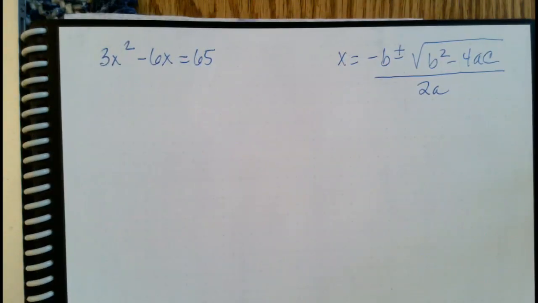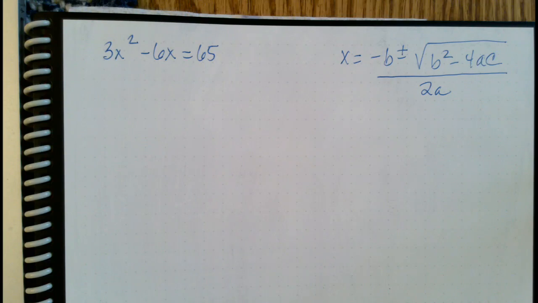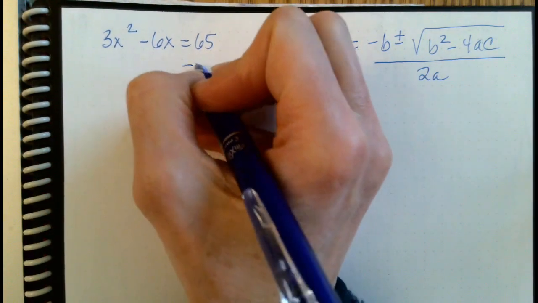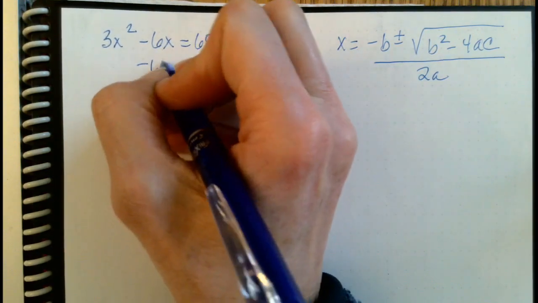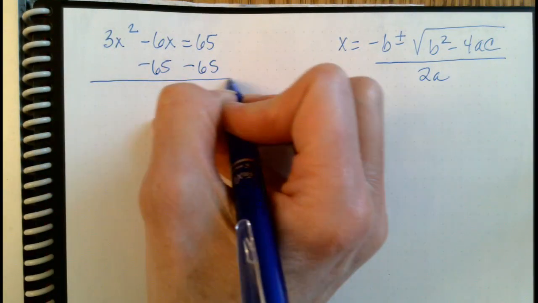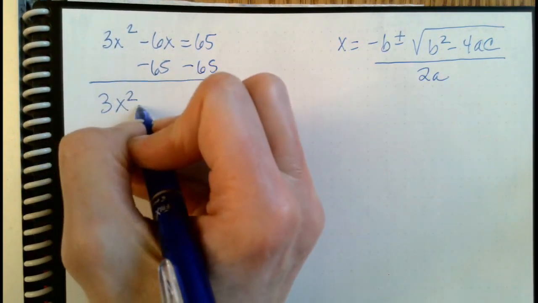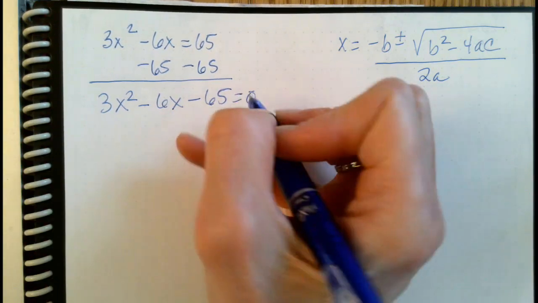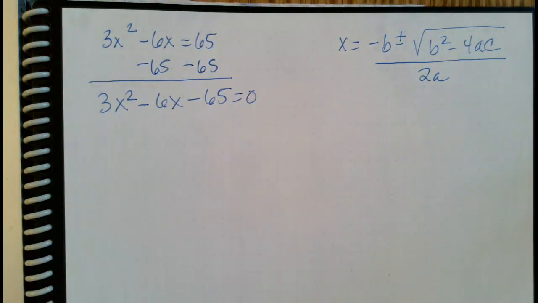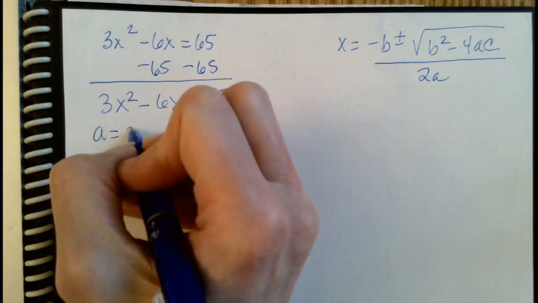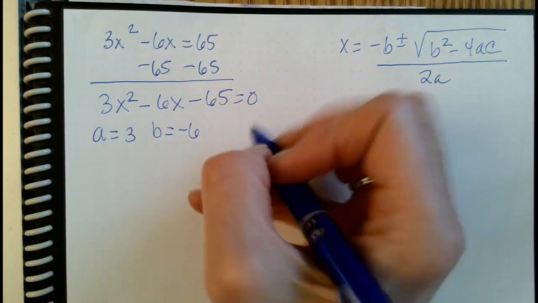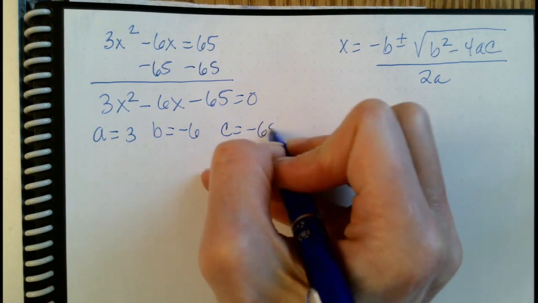But one thing that Edmentum really is stressing is that in order to use the quadratic formula, the equation needs to be set equal to 0. So we're going to subtract the 65 from both sides. And we get 3x squared minus 6x minus 65 equals 0. And once we do that, we can identify that A is 3, B is negative 6, and C is negative 65.